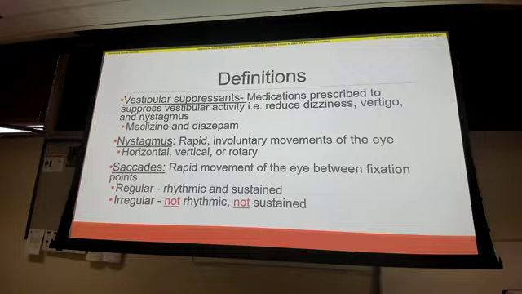Nystagmus is a rapid involuntary movement of the eyes, and then we'll go over how to assess for nystagmus. And then saccades is the ability for the eye to move between two fixed points in two different directions. And then if that's abnormal, they won't be able to move their eyes on those two fixed points rapidly.